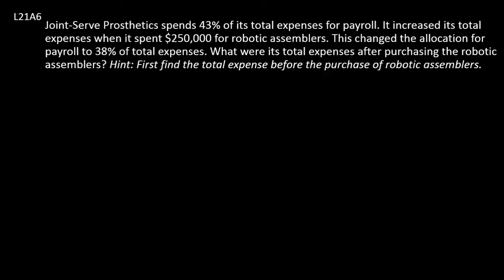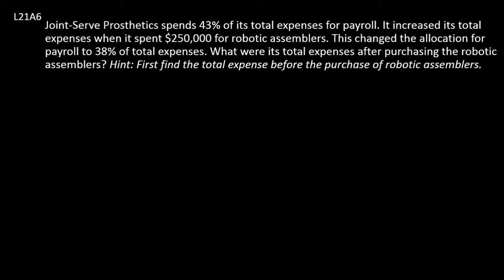Joint Serve Prosthetics spends 43% of its total expenses for payroll. It increased its total expenses when it spent $250,000 for robotic assemblers. This changed the allocation for payroll to 38% of total expenses. What were its total expenses after purchasing the robotic assemblers?